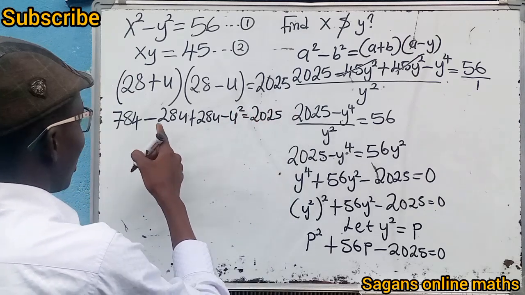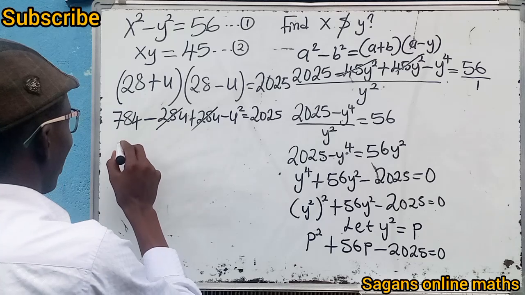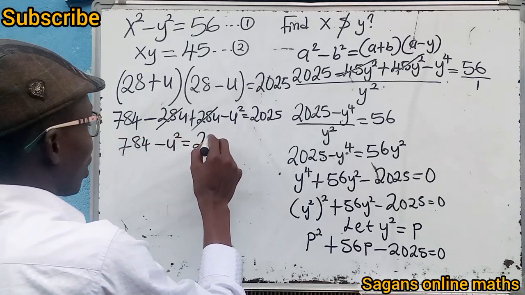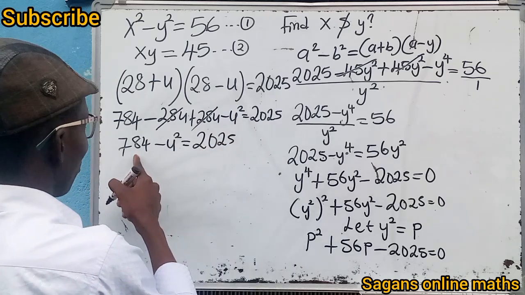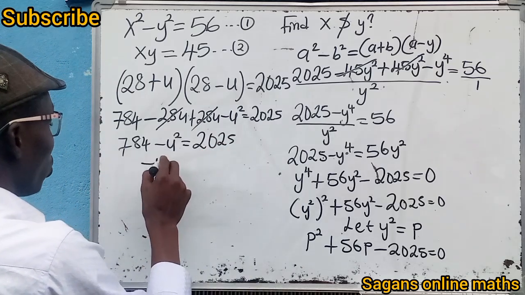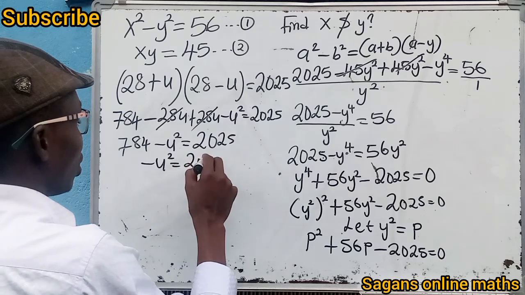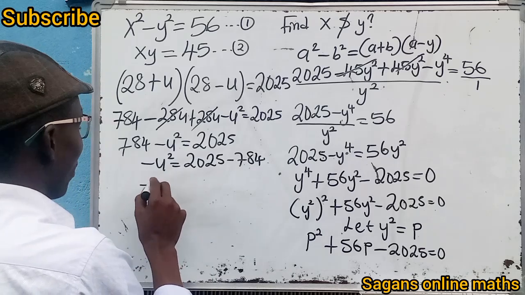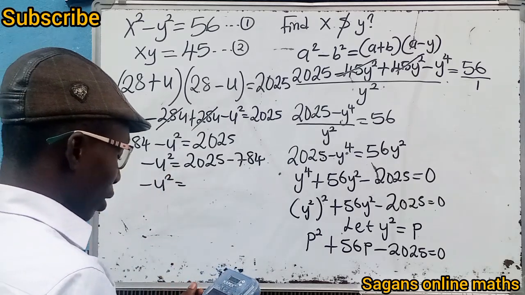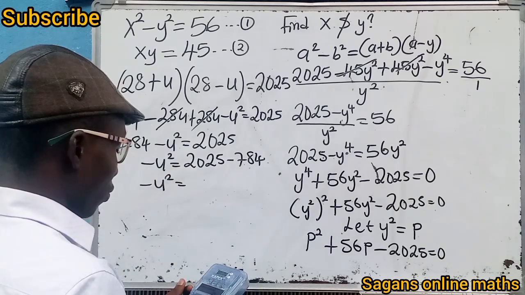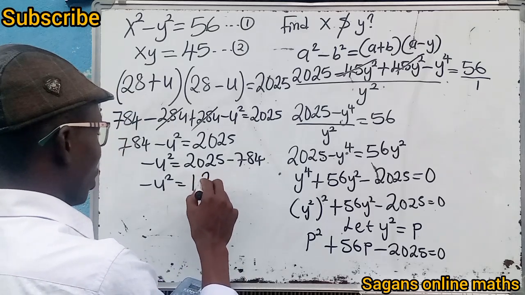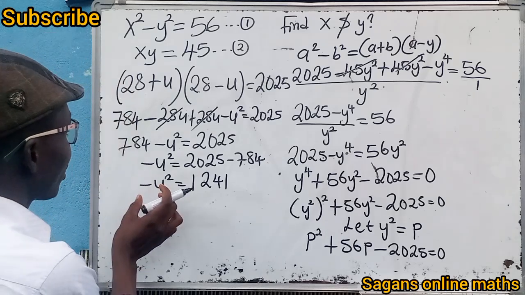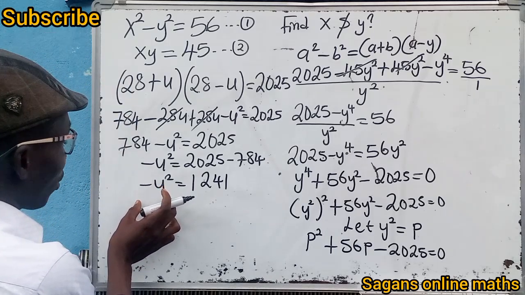Now this will go, okay, because I like them. So now this is 784 minus u square equals 2025. Let's subtract 784 from both sides. Now this is minus u square equals 2025 minus 784, that means minus u square equals minus 1241. Now we are having a negative sign here, but you cannot have a negative sign.